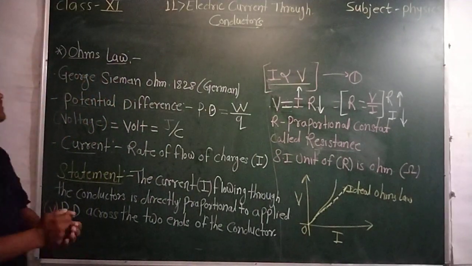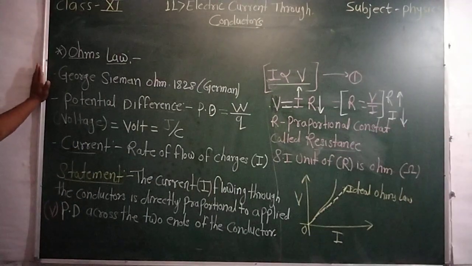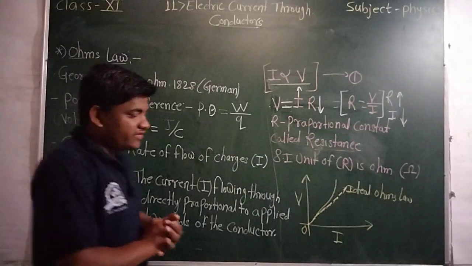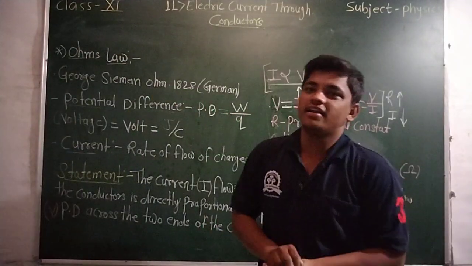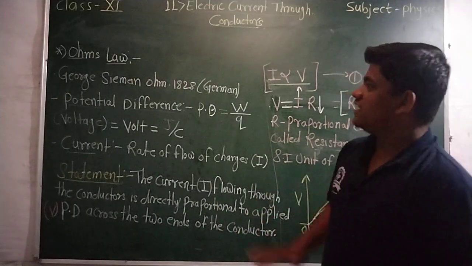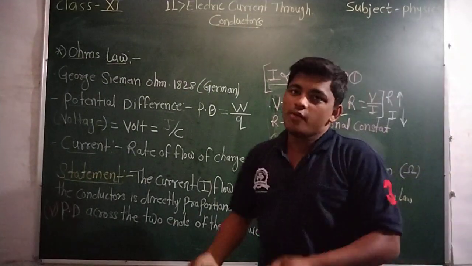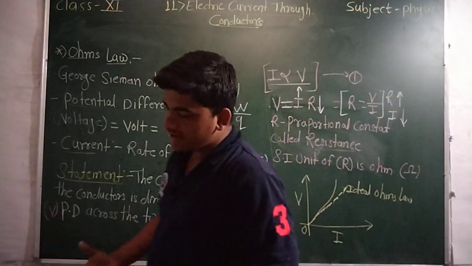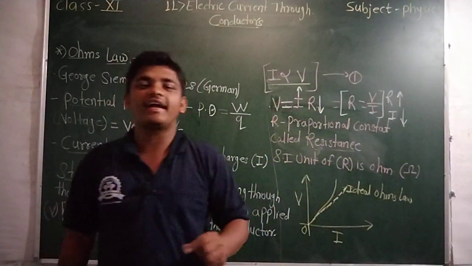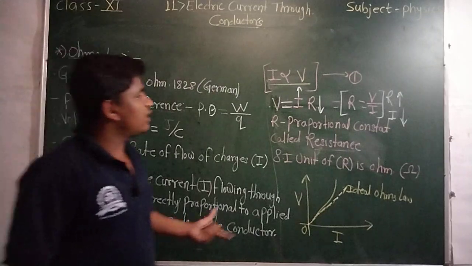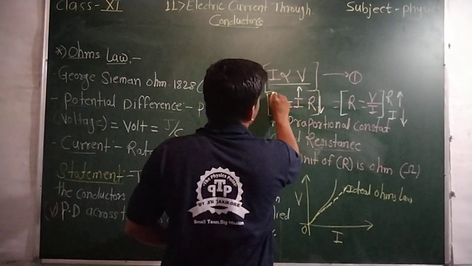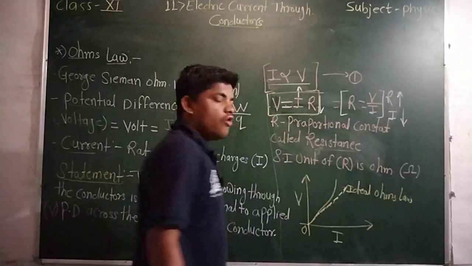Let us revise this same law, and then solve one small and simple problem on it. The scientist, born in 1828 in Germany, was George Simon Ohm, who stated the law that gives the relationship between voltage, that is potential difference, and current. This law is called Ohm's law.